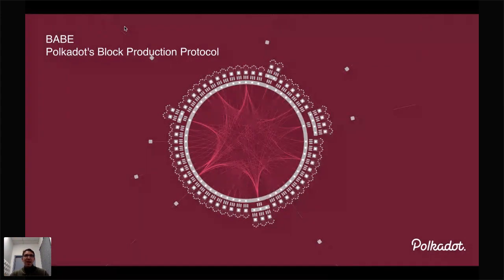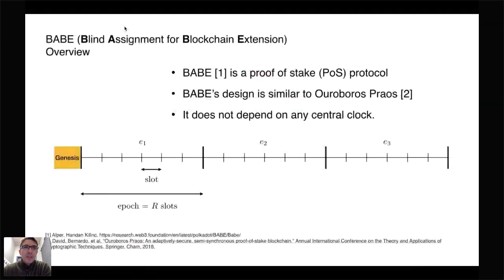So let's talk a little bit about BABE, which is how Polkadot produces blocks. BABE is a proof-of-stake protocol. If you're familiar with Ouroboros Praos, it is very similar. Basically, we are going to split our time up into epochs that have slots. And these slots are going to be a place where a block can be produced. Okay.